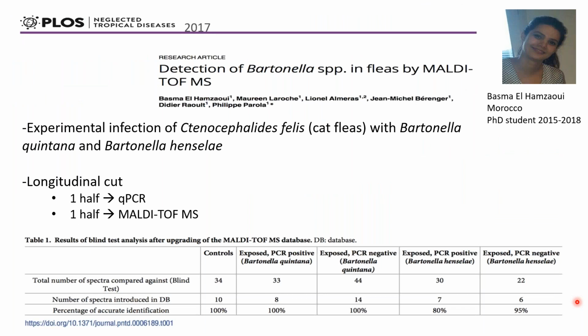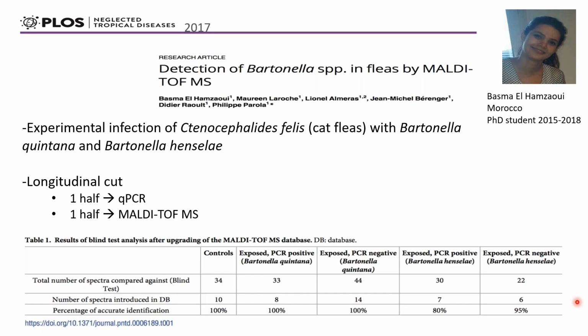Here, cat fleas were infected with Bartonella, which are small bacteria that target your endothelium and, in some cases, provoke endocarditis. So we cut the flea in half. One half was used for MALDI-TOF and one half was used for PCR to confirm the infection status.